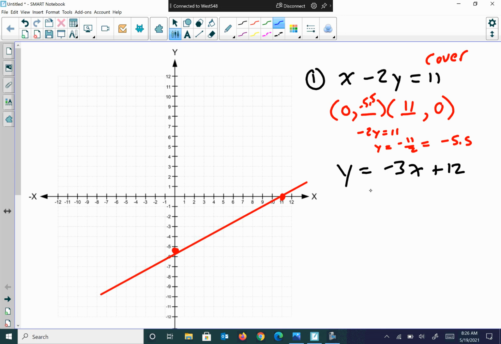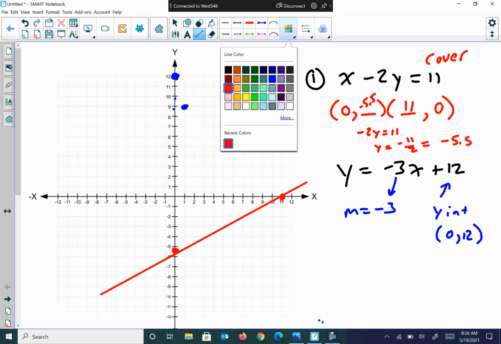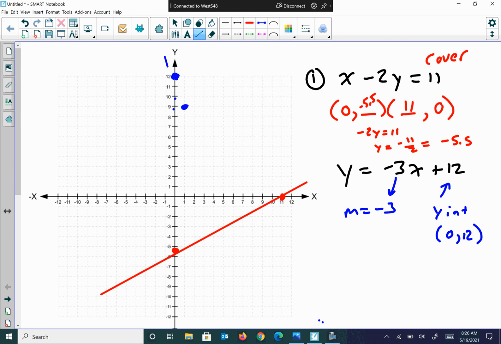This one is not the cover method. I have a y-intercept. My y-intercept is at 0, 12. So this is y equals mx plus b. Mine's going to fit without any problem because I go up to 12. And then remember, I have a slope. The slope is attached to the x value. So from this point, I'm going to go down 3, right 1. And if I draw my line of best fit, it's blue, you get something that looks like that.